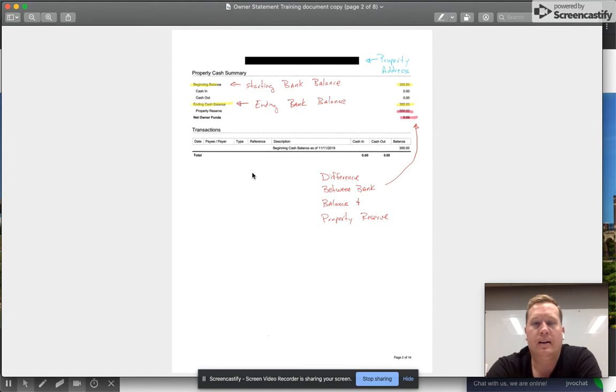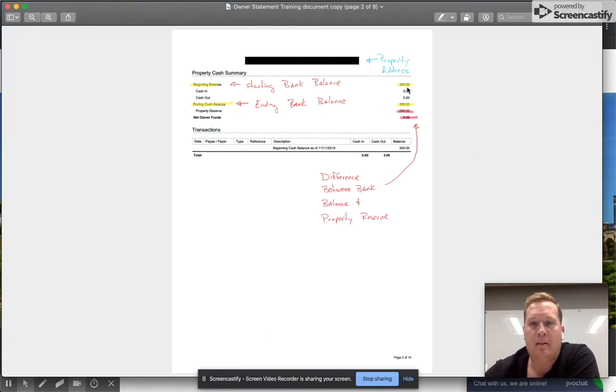All right, so let's talk a little bit about different things that you'll see. Up in the top, you will always see the property address for the specific property. Again, I've blocked it out for the safety of this property. The statement is broken into two categories. You have a property cash summary, and then you have a transaction summary. Now, I've chosen a couple basic examples just to identify some questions a lot of owners have.